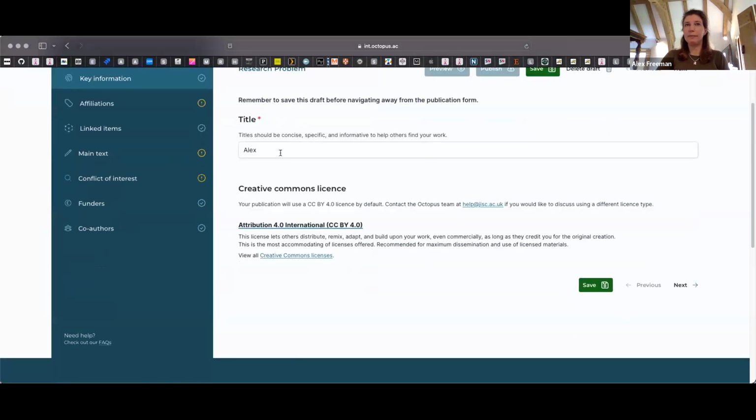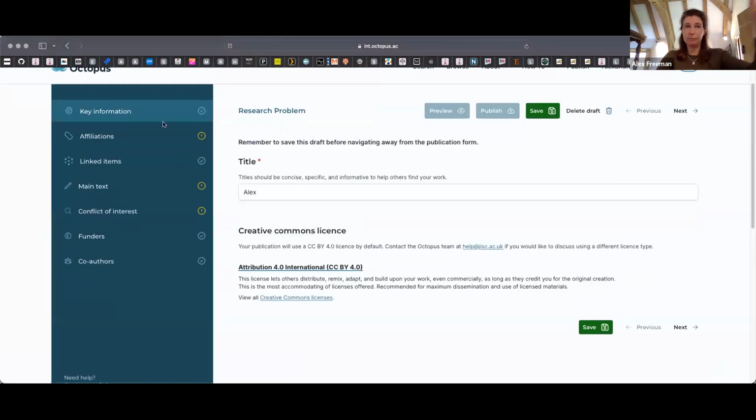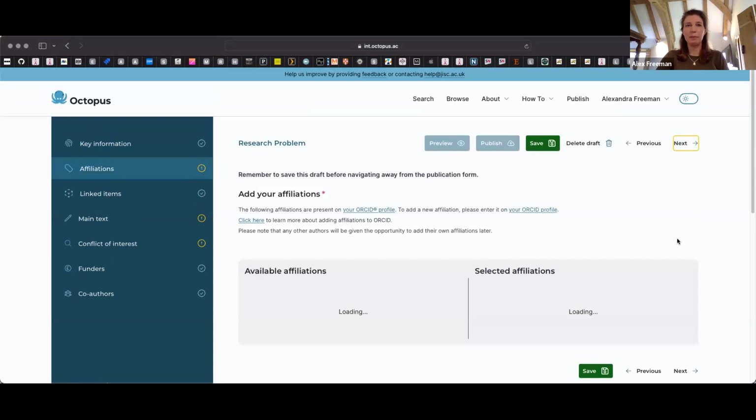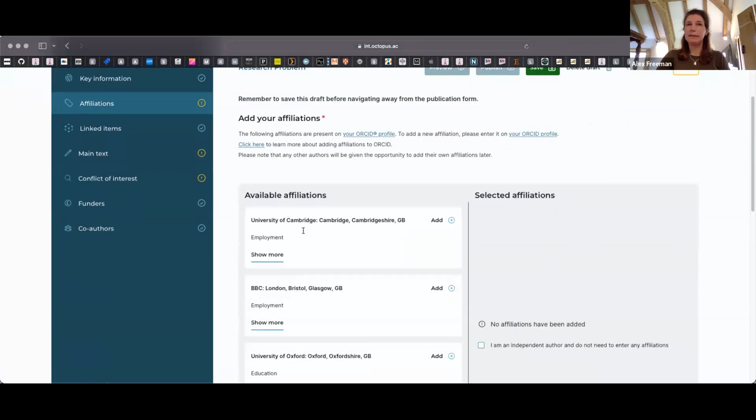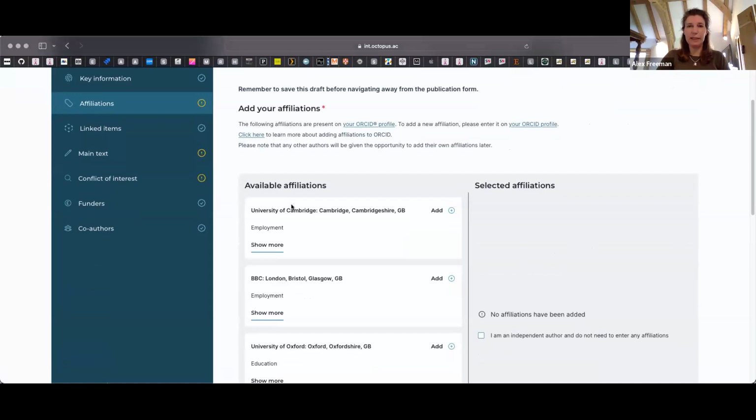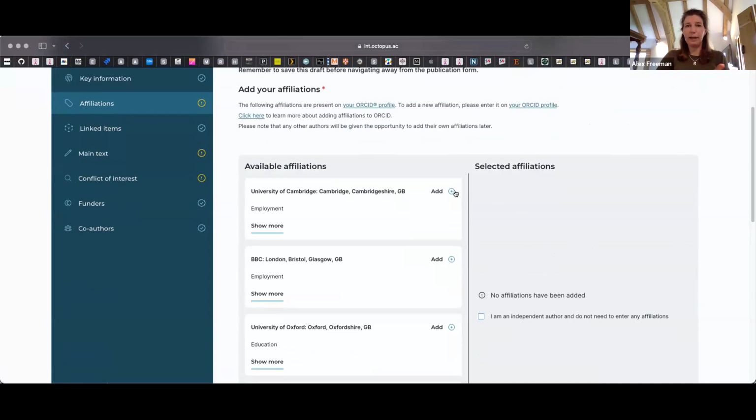it gives me basically here on the left-hand side, you go through the process. So I'm going to, yep, I'm happy with the fact that it's going to be Creative Commons license. That's all fine. I can save as I go along, but I'm not going to bother because it'll be slow. The next thing it asks me to do is select my affiliations. And the reason it does this is because this will allow your institution to know that you've published something.